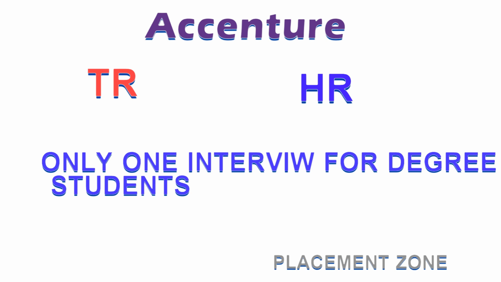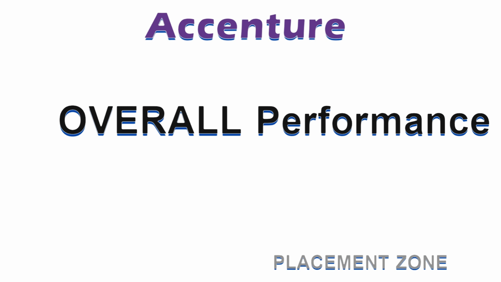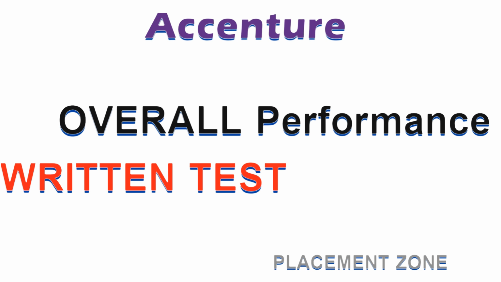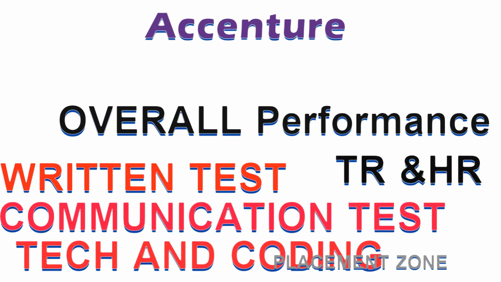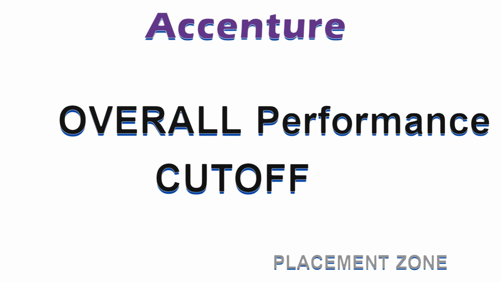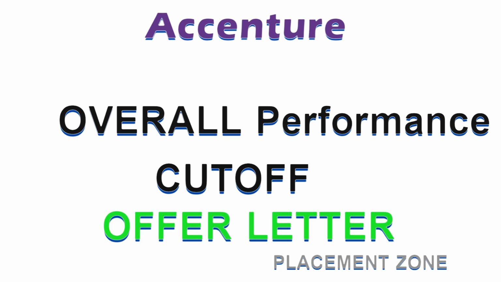And remember guys, after completing all the rounds, they calculate your overall performance. It means written test, communication round, technical round, coding round, TR interview and HR interview. Total marks of all rounds will be calculated. After calculating the total marks, they will set a certain cutoff. If you reach that cutoff, you will get the offer letter. That's the total information about Accenture hiring.